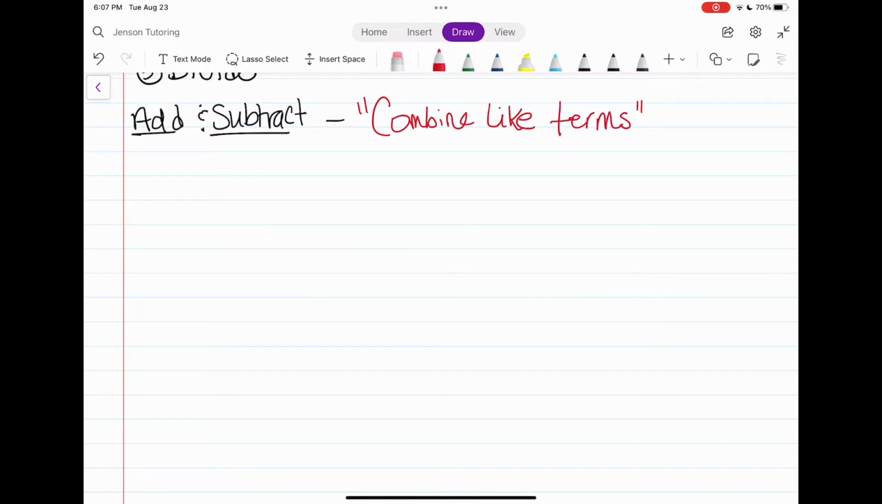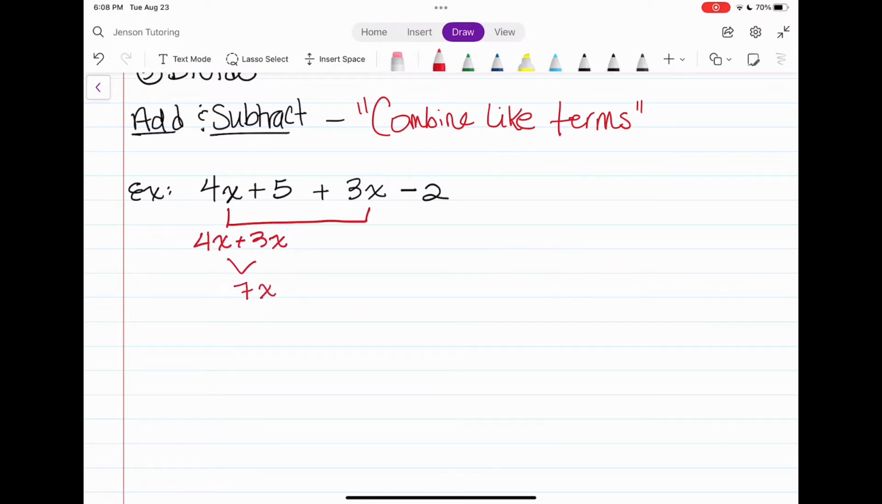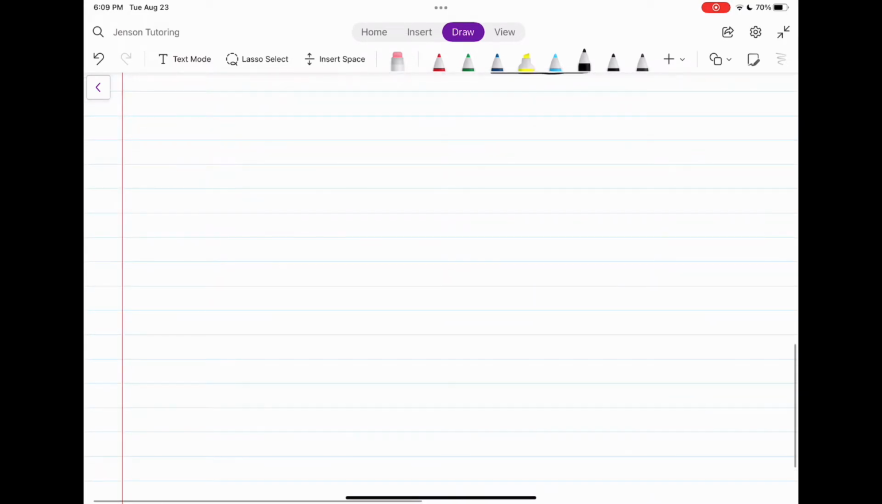So remember, add and subtract, we're basically just combining like terms. So let's look at an example. If we take this simple example, 4x plus 5, plus 3x minus 2. We just want to combine the terms that just have the single x. 4x plus 3x gives us 7x. And then, of course, 5 minus 2 would give us 3. And you want to use the sign that goes with the larger number, obviously, when you're combining your like terms. So how about a second example?